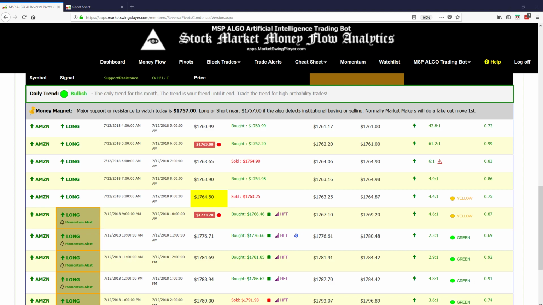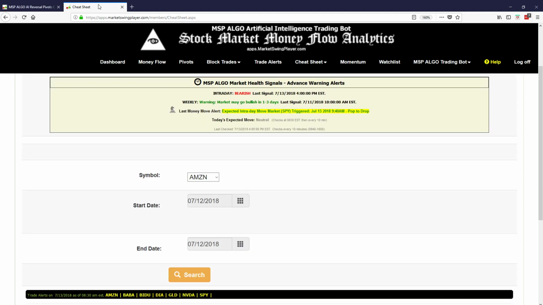So we could gauge where's support and resistance. But before we do that, we don't really know where resistance is at. So I want to go to the cheat sheet and look at where support and resistance is. This is based on a daily, longer time frame versus the intraday. The robot is watching more like the weekly and daily support and resistance levels, whereas traders trade the intraday.